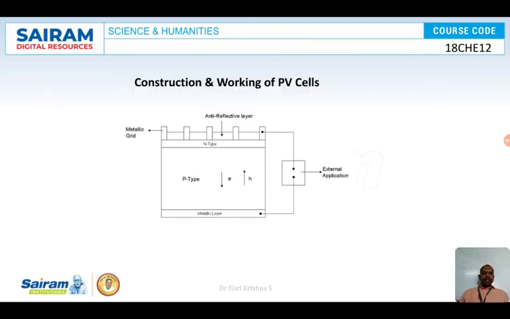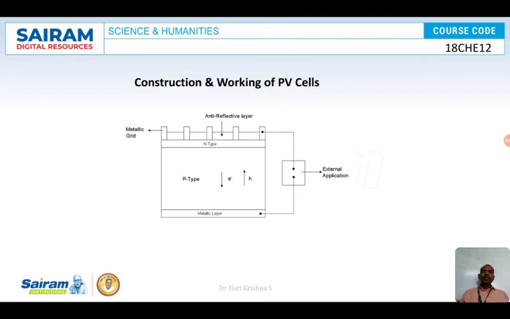So a PV cell is mainly made up of silicon. It acts as a silicon diode, a semiconductor diode. It is mainly made up of silicon.